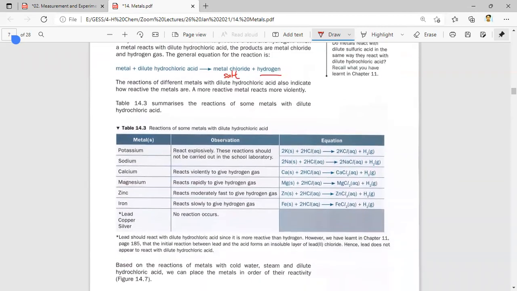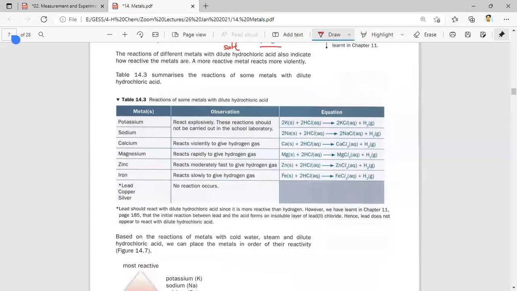So in terms of the reaction of acids, you realize the observation is as such. Potassium reacts explosively, sodium also explosively. That's why they say don't carry out. Calcium reacts violently, magnesium rapidly, zinc moderately fast. So you can see a gradation here, where it gets less and less violent. It gets slower. Iron reacts slowly. Stuck again at iron. Then how do I know the three?